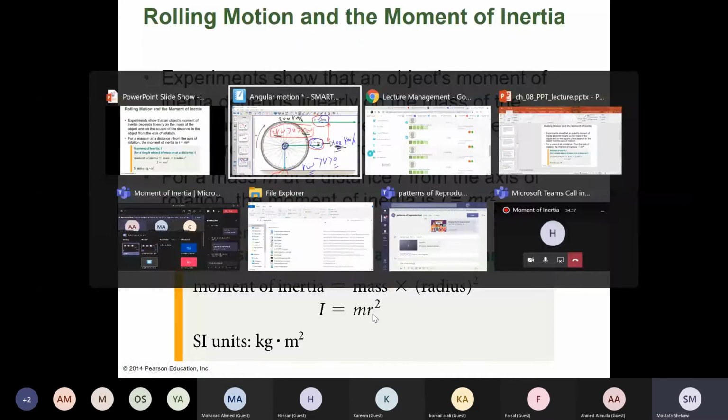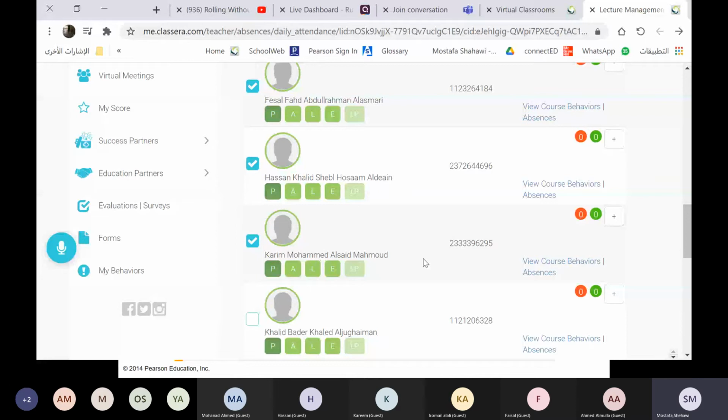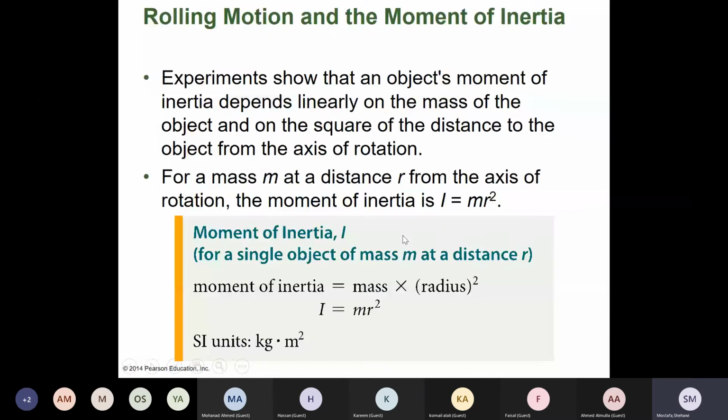So let me pick someone to read that. Karim? Yep. Read this slide. Experiments show that an object's moment of inertia depends linearly on the mass of the object and on the square of the distance to the object from the axis of rotation. For a mass m at a distance r from the axis of rotation, the moment of inertia is I equals mr squared, or mass times radius squared.